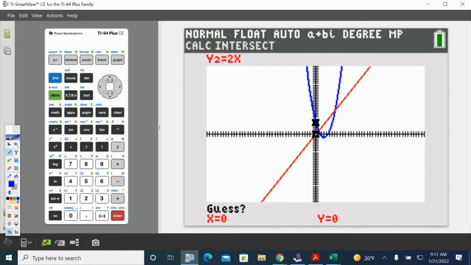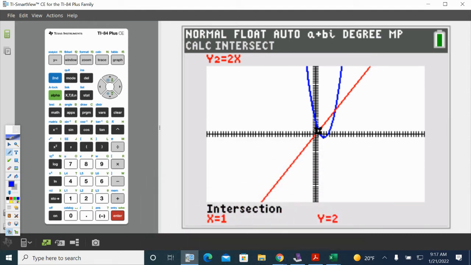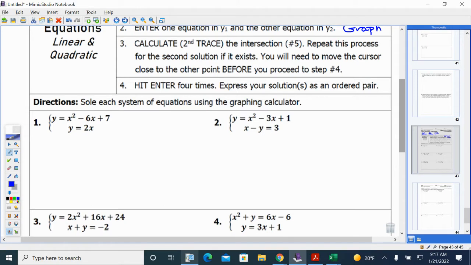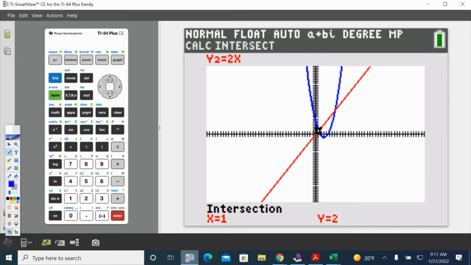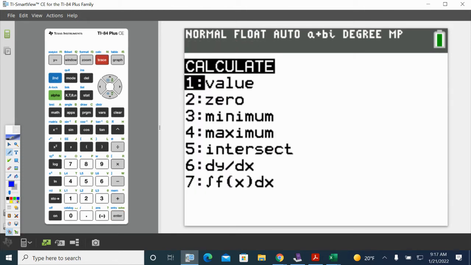So enter, enter, enter. Tells me that my intersection, if you look down at the bottom of my screen, one point where they hit each other is 1, 2. So one of my solutions is at 1, 2. Now let's go find the other solution. The other solution, we have to repeat that process. So second trace, number 5.